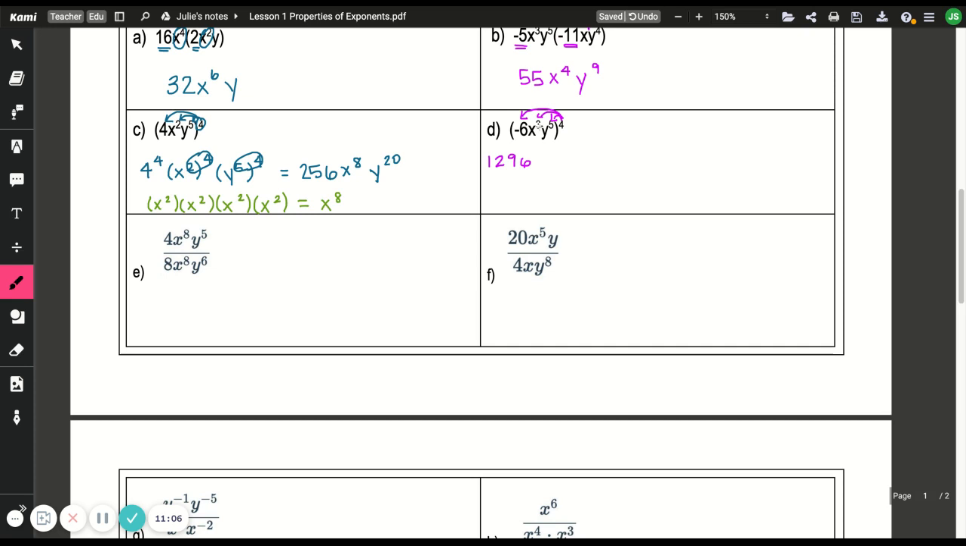X to the 3rd, and then to the 4th, I have a single x with 2 exponents. So I multiply exponents and get 12. Y to the 5th, and then to the 4th. So a single y with 2 powers. I multiply them. 5 times 4 is 20.